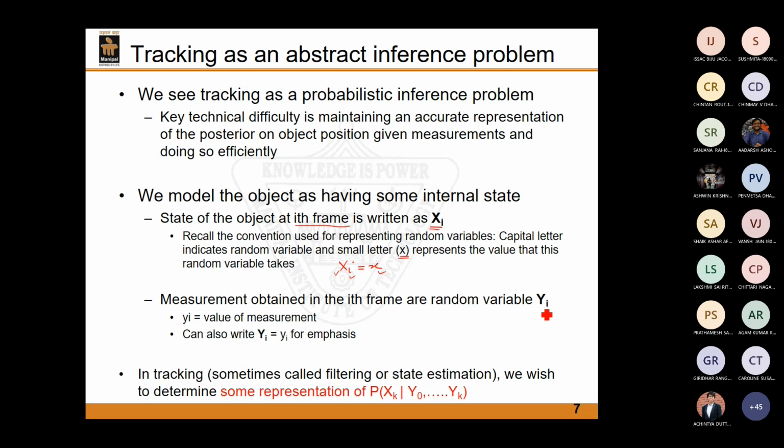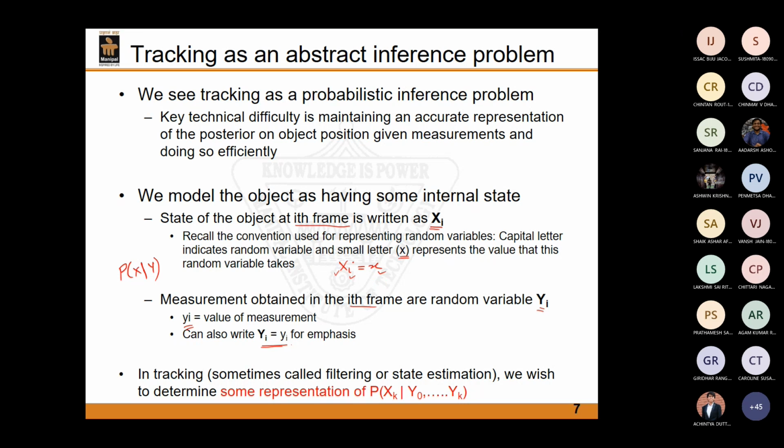In the same way, capital Y can be used to represent the observations, as in P of X given Y. Capital Yi represents the observations obtained in the ith frame, and a small yi represents the value of the particular measurement. So take care of these notations: capital letters represent the random variables of either the state or the observation, and small letters always represent the values which they assume.